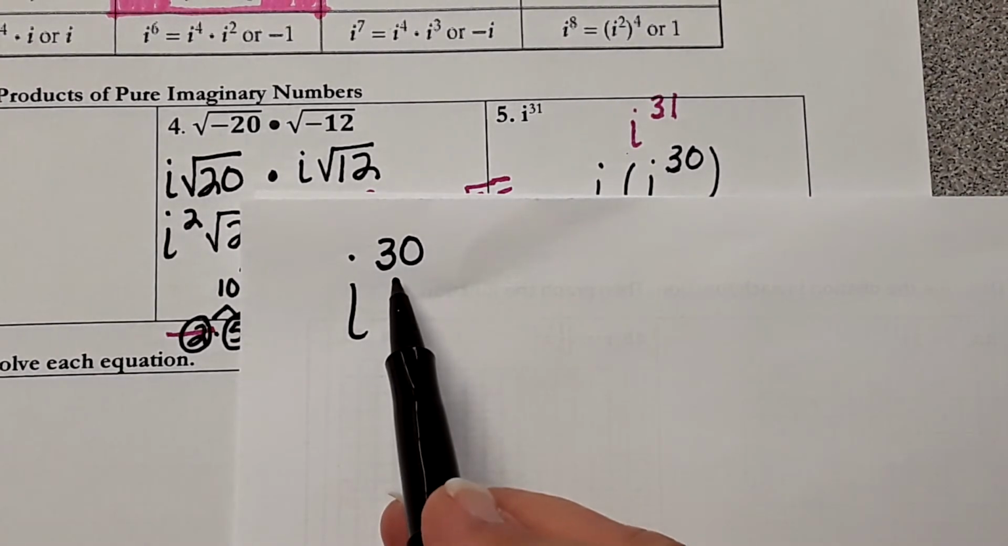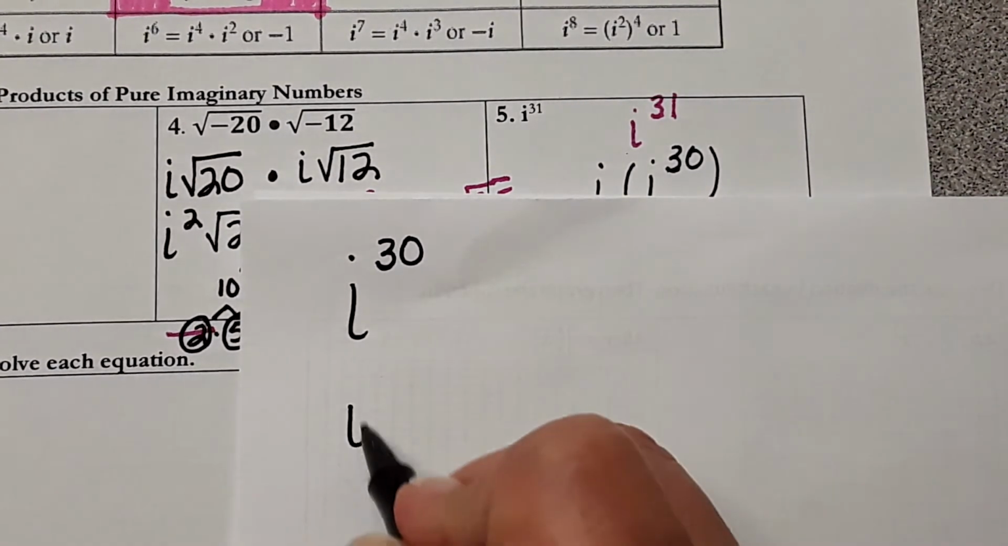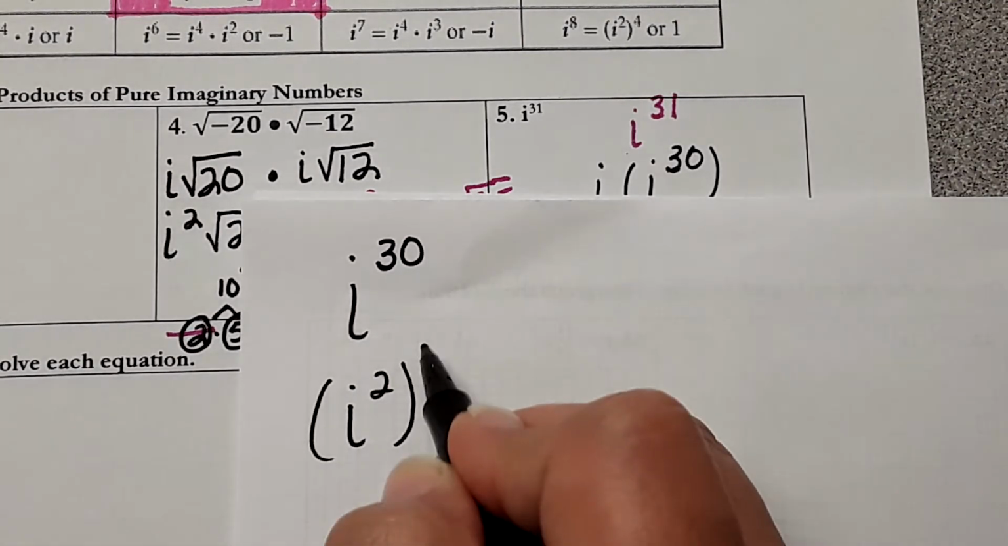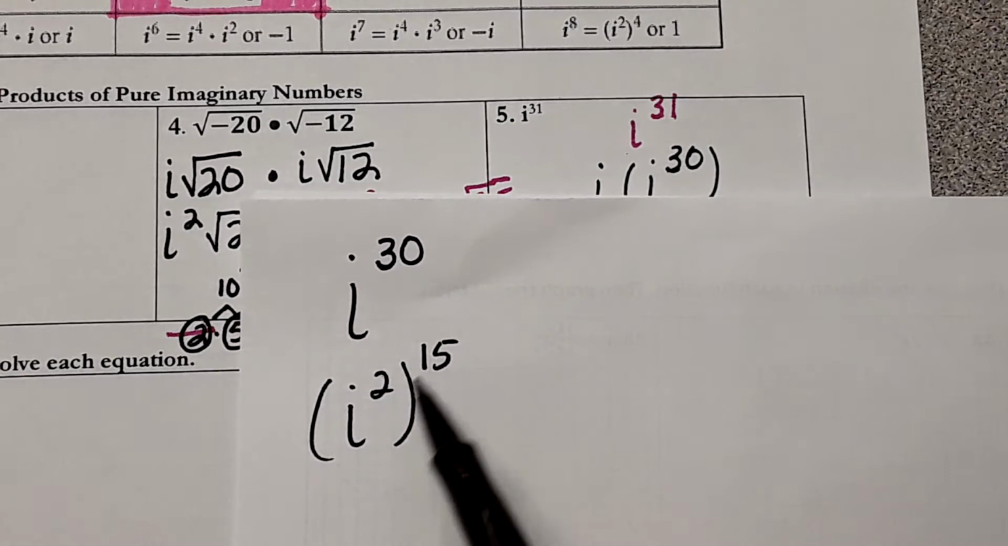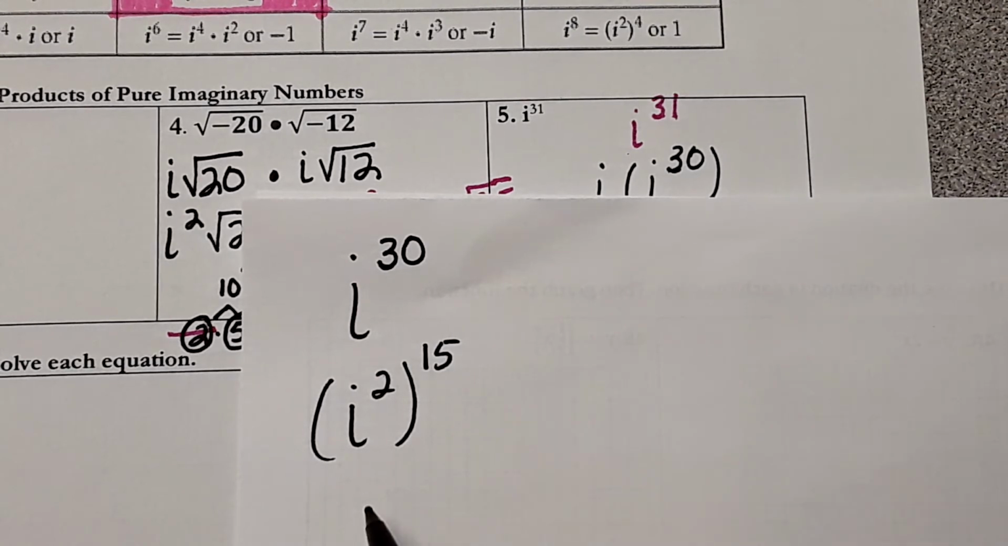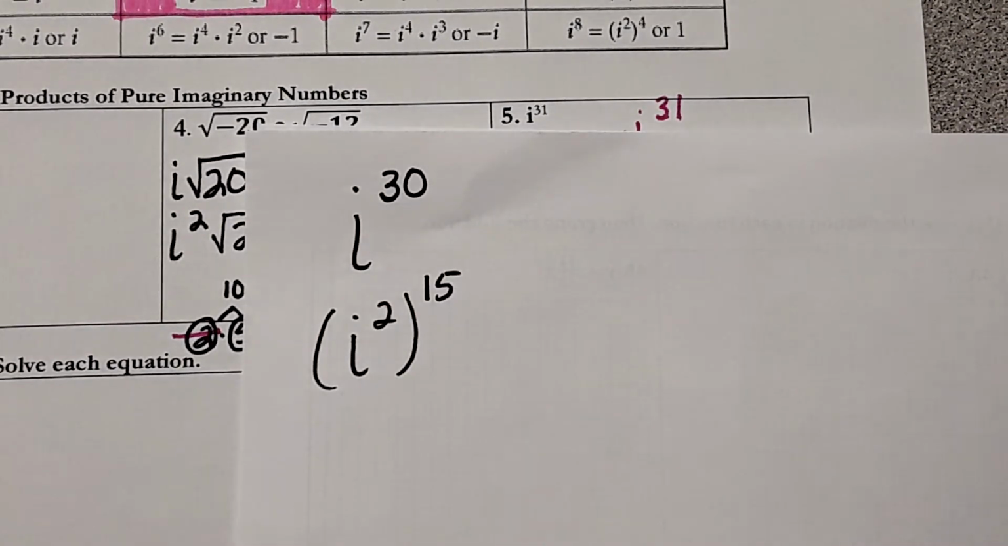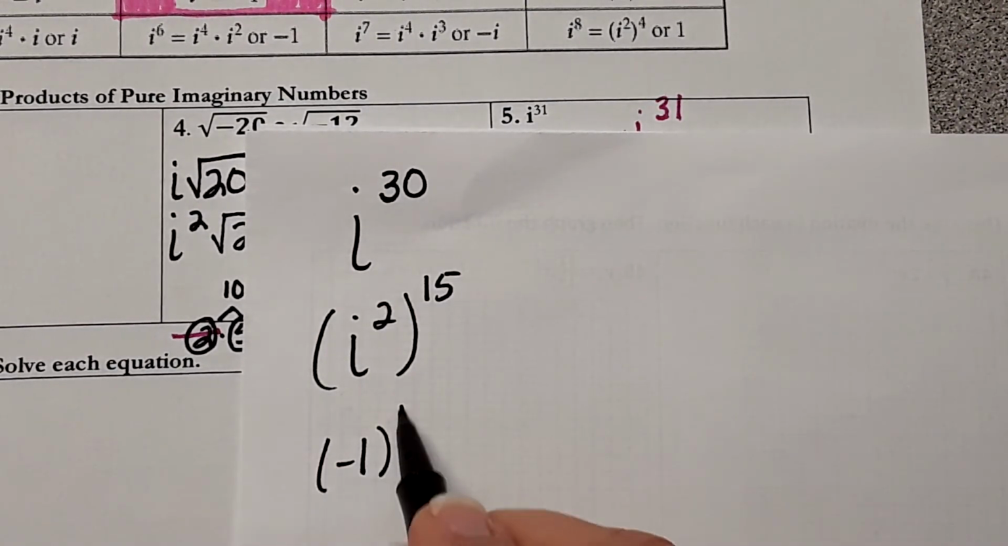See how it's already even? So we can just start like that. So it's just basically dividing 30 by 2 and separating it. Whatever your even exponent is, just divide it in half. So then this becomes -1 to the 15th, and your answer is -1.